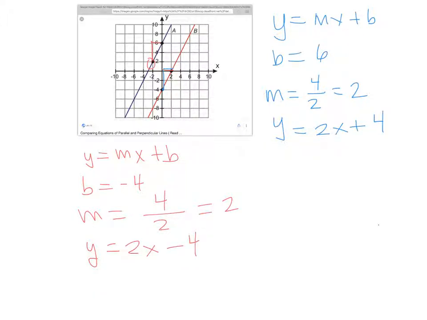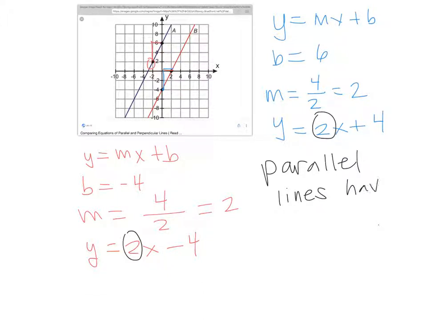All right, we've got parallel lines. And so what do we notice about the slope of these two lines that are parallel? Well, they're the exact same. So parallel lines have the same slope. And we can go the other direction on that and say if two lines have the same slope, then they are going to be parallel.